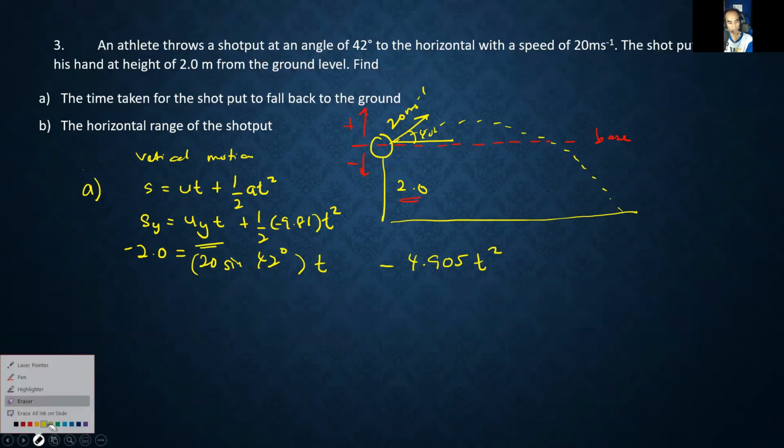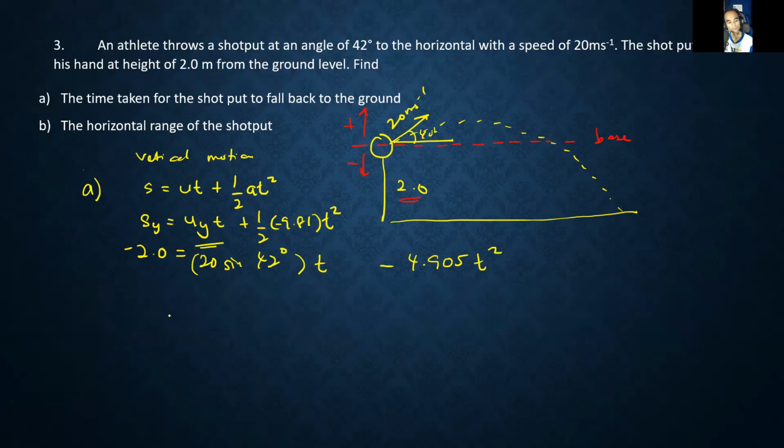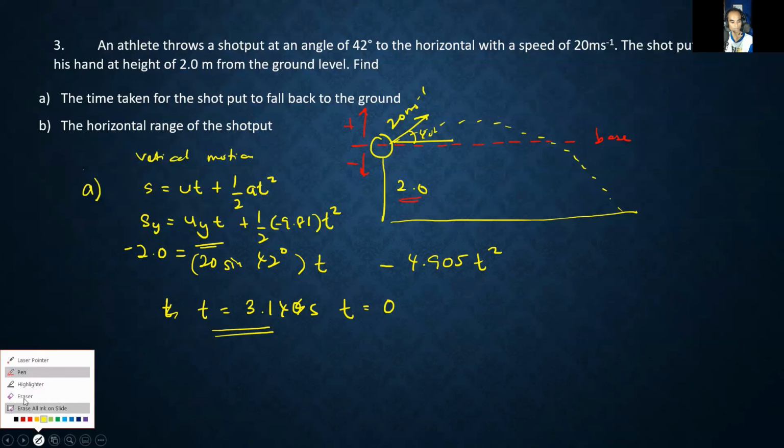Then you come to a quadratic equation. First we factorize T. Never mind, I just give you the T. The T is 3.14 seconds. The other solution is T equals 0. So we use 3.14 seconds. The answer is 3.14. Correct.